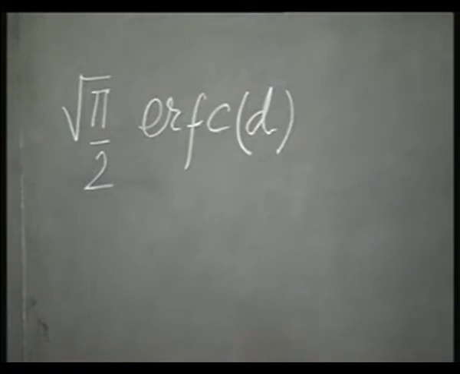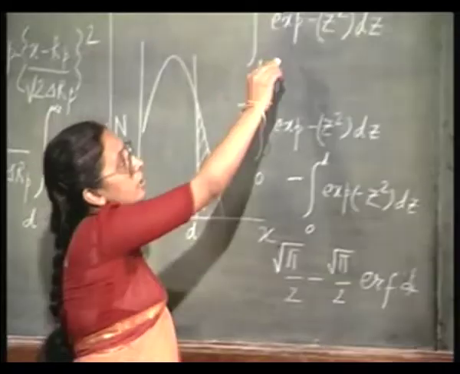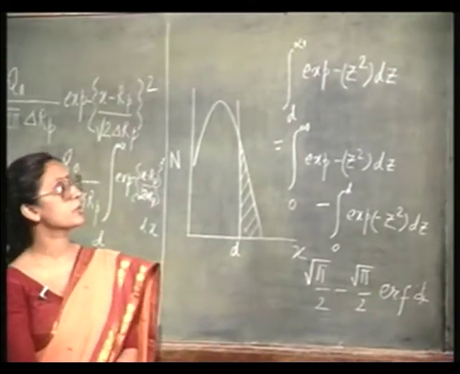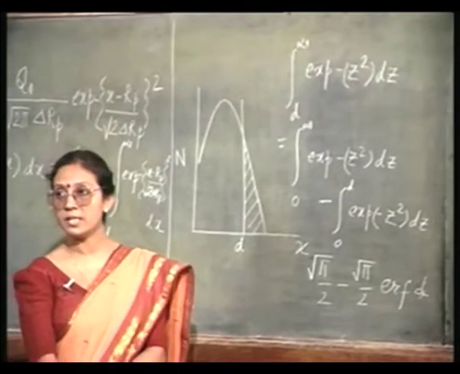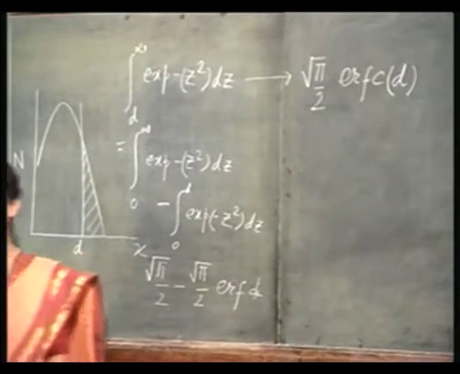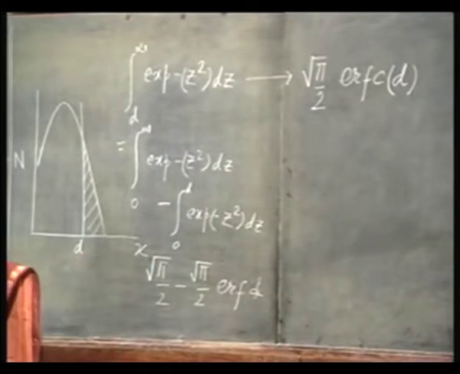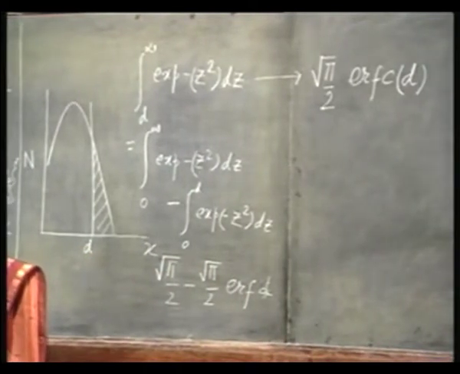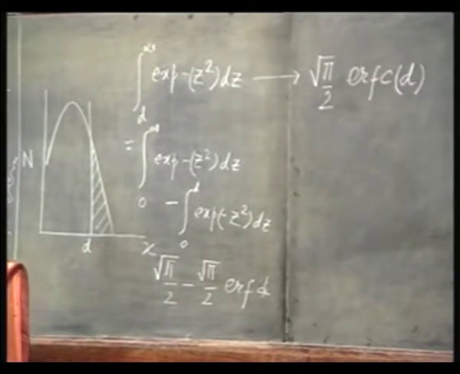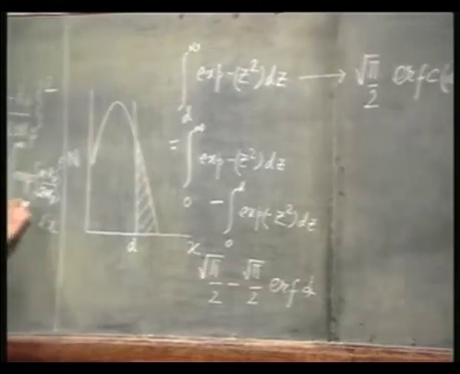Right? So, if I have an expression like this, integral d to infinity exponential minus z square dz, this can be given as root pi by 2 error function complement of d. Agreed? Now, let us look back at this.